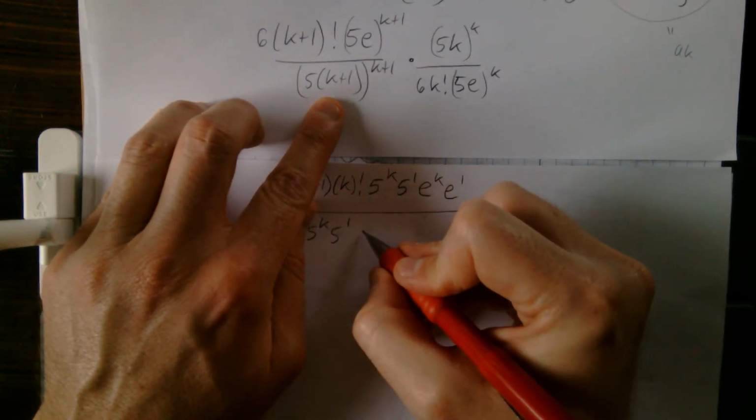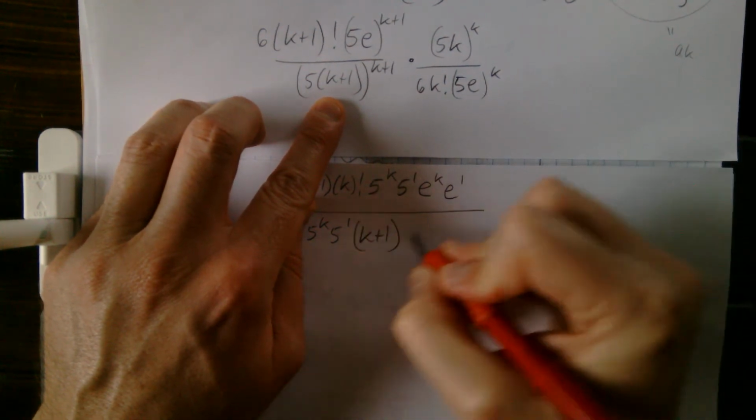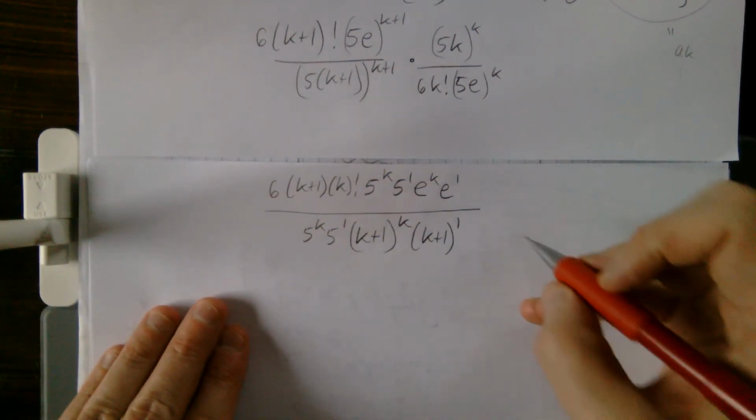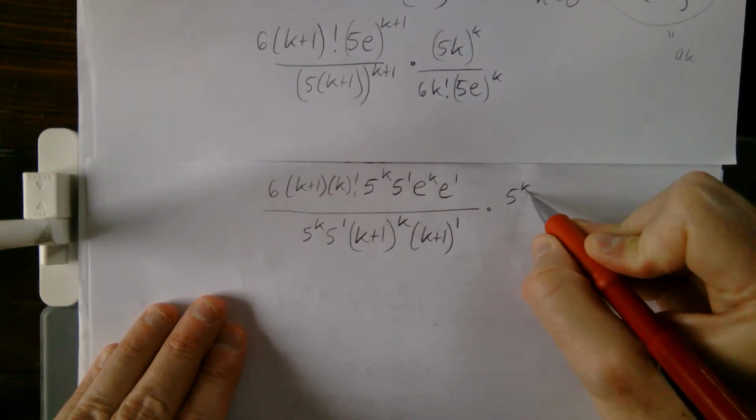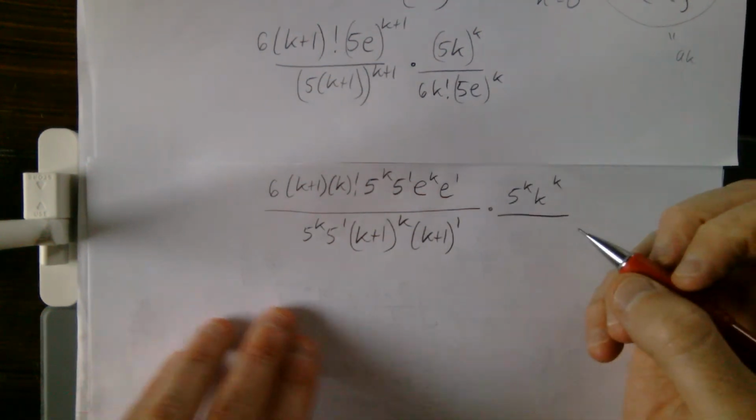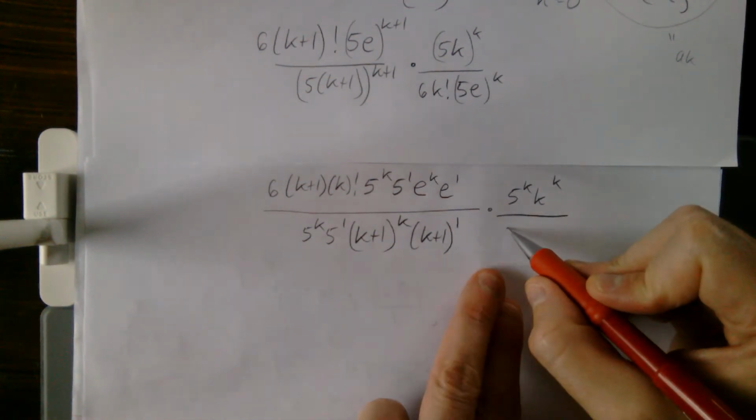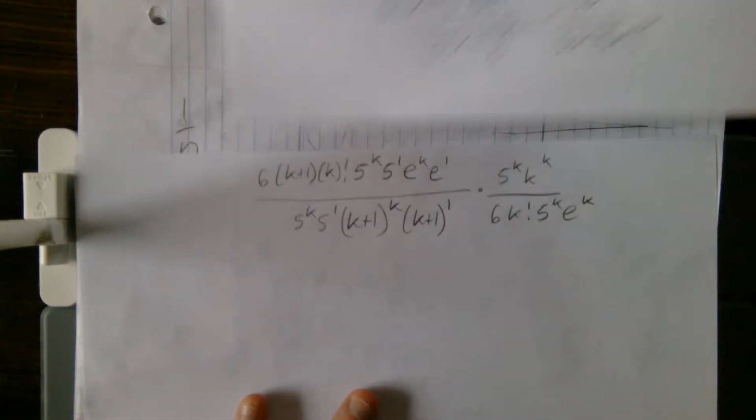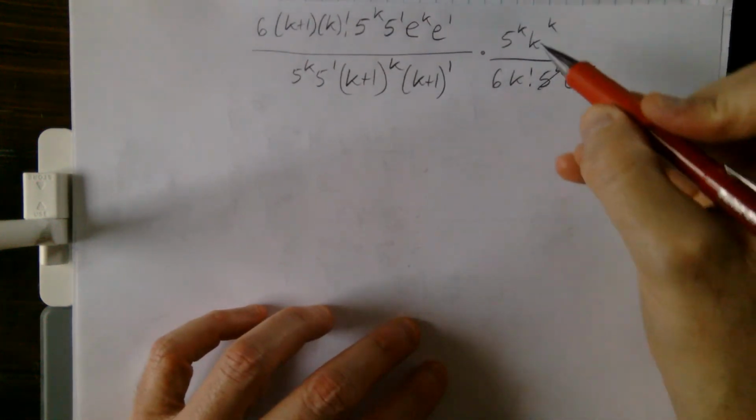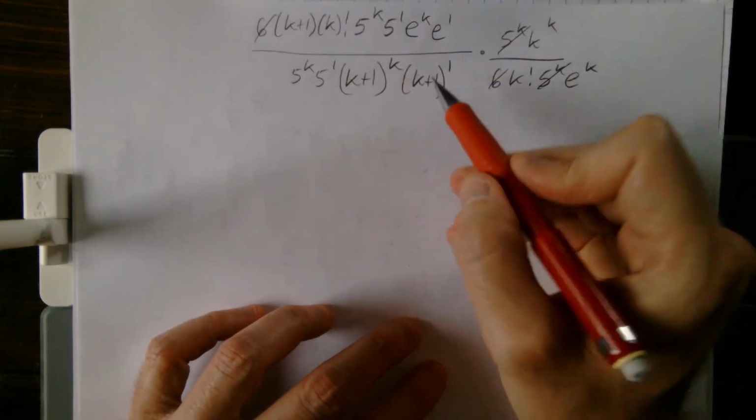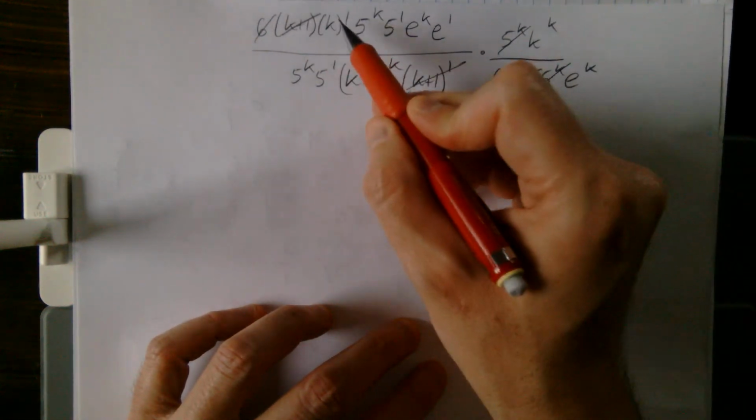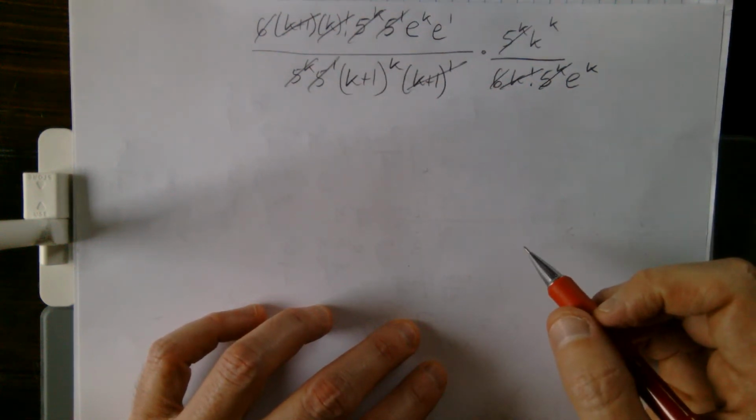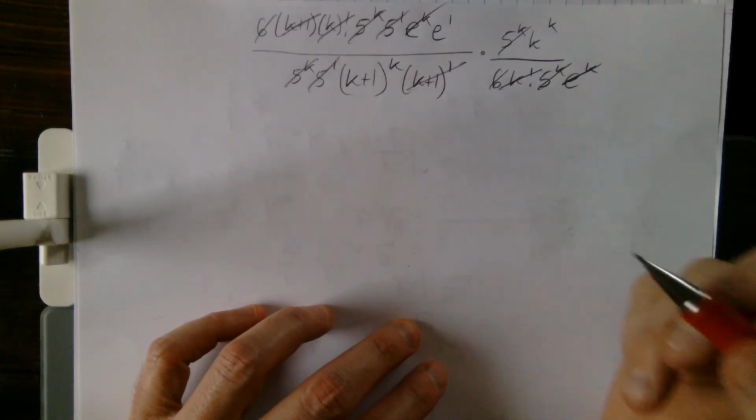And now we have (k plus 1) to the k times (k plus 1) to the 1. That's all split up. 5 to the k, k to the k, and we have k factorial, 5 to the k, e to the k. All right, all kinds of cancellations here. And that's it, I think.